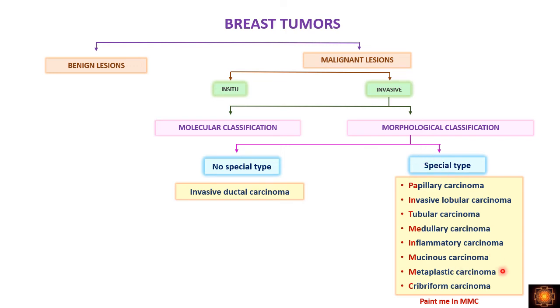So just to remember, PAINT ME MMC. PA stands for papillary carcinoma, IN stands for invasive lobular carcinoma, T stands for tubular carcinoma, ME is for the medullary carcinoma, IN is inflammatory carcinoma, M is mucinous carcinoma, another M metaplastic, C for the cribriform carcinomas. So these are the special types. So I think it's clear. Morphological, no special type, which is just the ductal carcinoma. This is a type of adenocarcinoma, and you have a special type where you have a special histological pattern in these tumors.